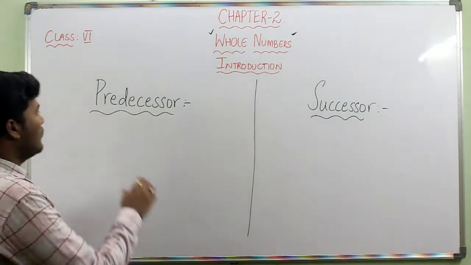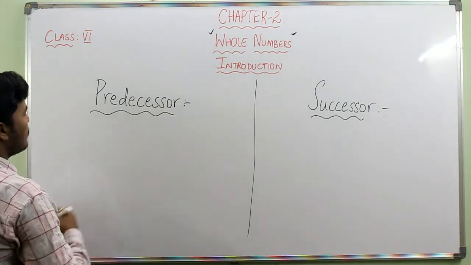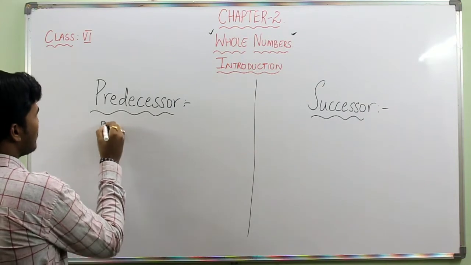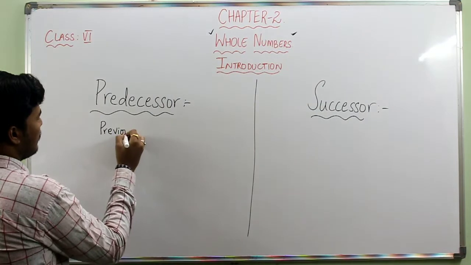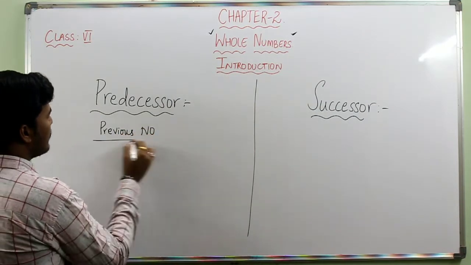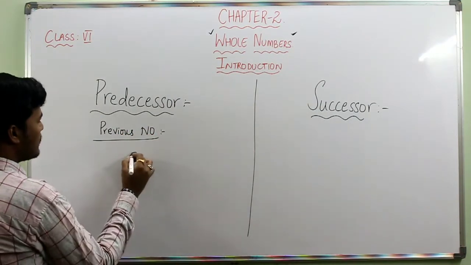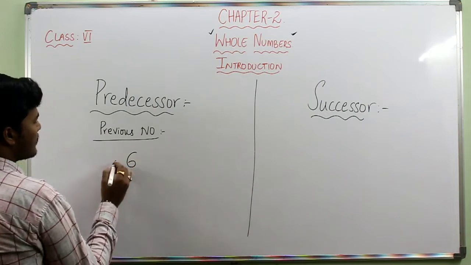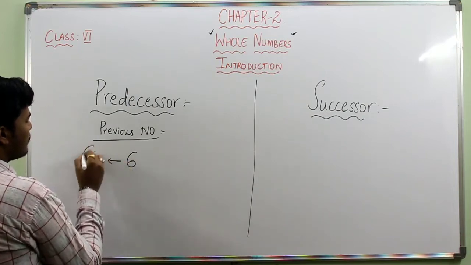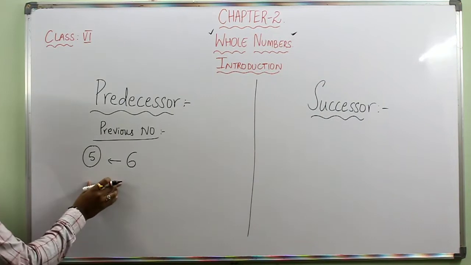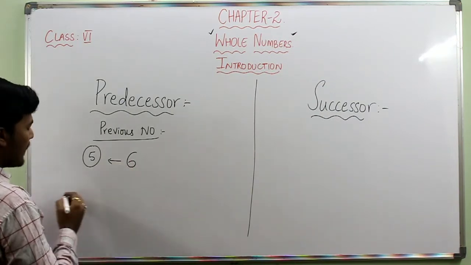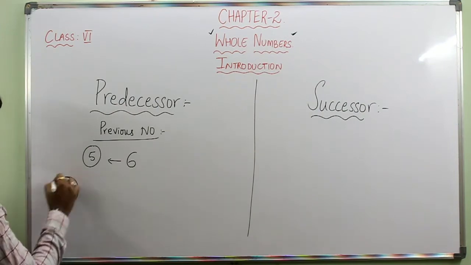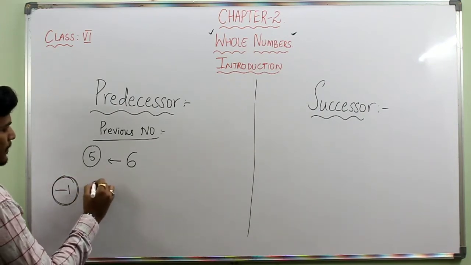Now let us start with predecessor. Predecessor is nothing but the previous number. For example, if I have the digit 6, the predecessor will be 5. In order to get the predecessor, we subtract 1.